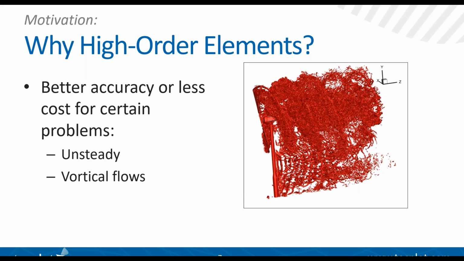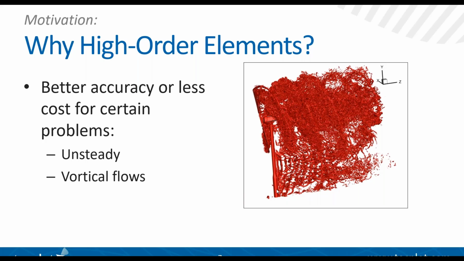Why higher order elements? Well, they have better accuracy or less cost for certain problems. Specifically, that's true for unsteady flows and vortical flows, those flows containing vortices. The image on the right is an example of a vortical flow, both unsteady and vortical actually. It is a wind turbine, and you can see it has a blade tip vortex coming off of the blade, and it interacts with vortices shedding from the pylon in a complex way.